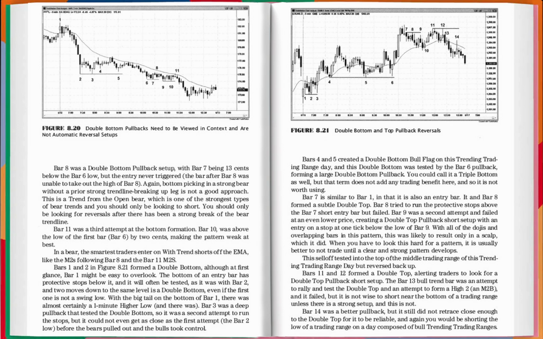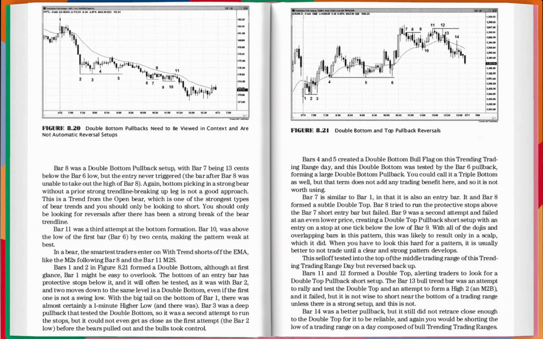This sell-off tested into the top of the middle trading range of this trending trading range day, but reversed back up. Bars 11 and 12 formed a double top, alerting traders to look for a double top pullback short setup. The Bar 13 bull trend bar was an attempt to rally and test the double top, and an attempt to form a high 2, an M2B, and it failed.